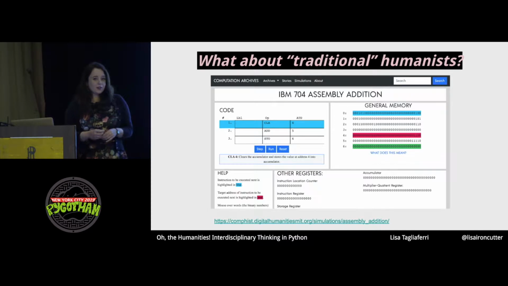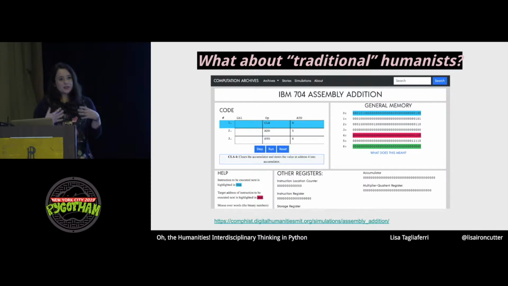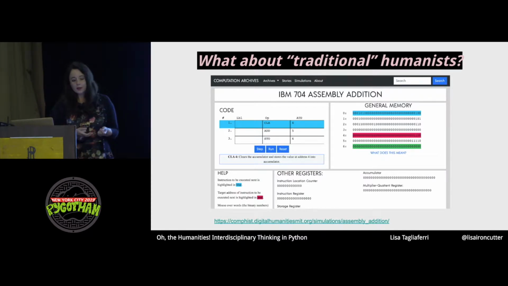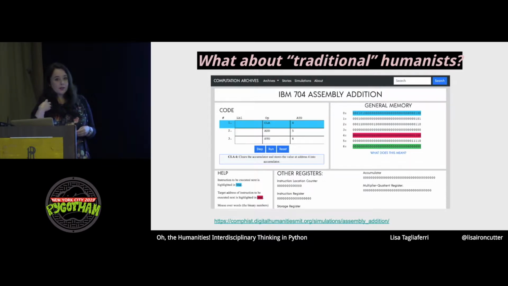What about our traditional humanists, the humanists that are going to the archives, the humanists that are not working with Python? How do we interact with them? Many people who are not trained in computer science will not know what to do with this. This is a simulation of assembly on the 1950s computer, the IBM 704. This is another project that the lab worked on. Humanists would not know what to do when presented with this, but very likely many people in the general public would not know either.